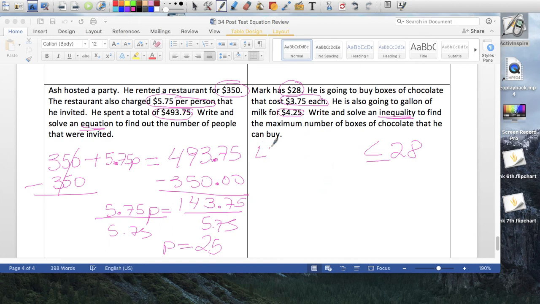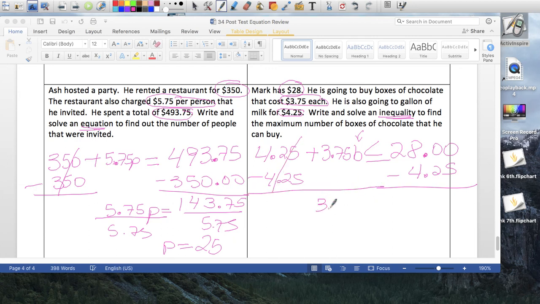What is he going to buy? He's going to buy a gallon of milk, that's it, basically 1 gallon of milk, so that's the milk, plus you're going to buy chocolate boxes. We want to know how many. How many boxes of chocolate? Minus 4.25. Minus, and this doesn't have a decimal, so I put 28.00. 4.25. Cross out. 3.75b less than or equal to, let's borrow. 10 minus 5 is 5, 9 minus 2 is 7, 7 minus 4 is 3, and 2.